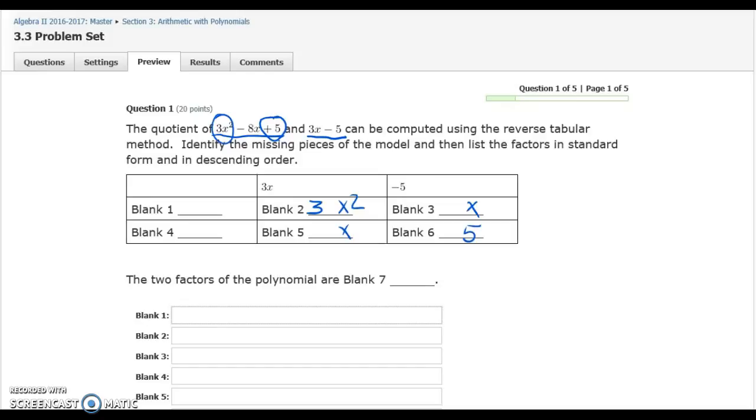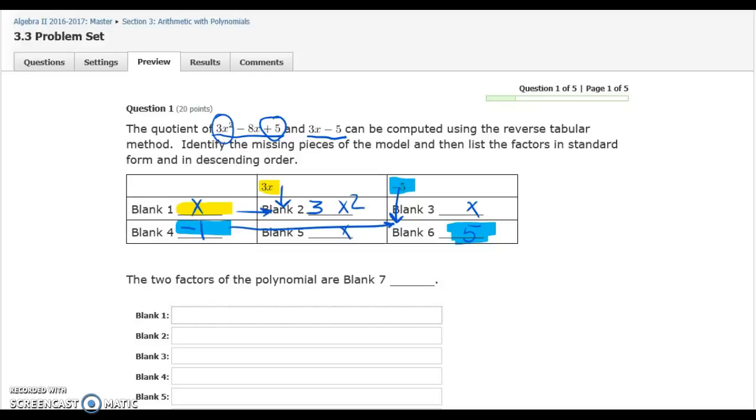So what times 3x gives us 3x squared? Because remember, we're multiplying this box by this box when we do tabular multiplication. So now we're doing it backwards. So 3x squared divided by 3x leaves us with x. We also want to know what number times negative 5 is going to give me this 5 down here. Again, we're multiplying this box by this box in our multiplication, so now we're doing it backwards. So 5 divided by negative 5 leaves us with negative 1 as our answer.